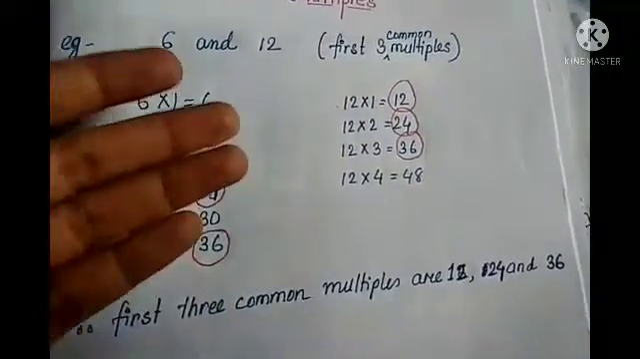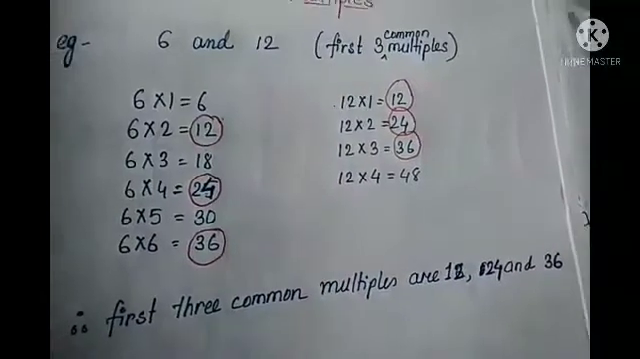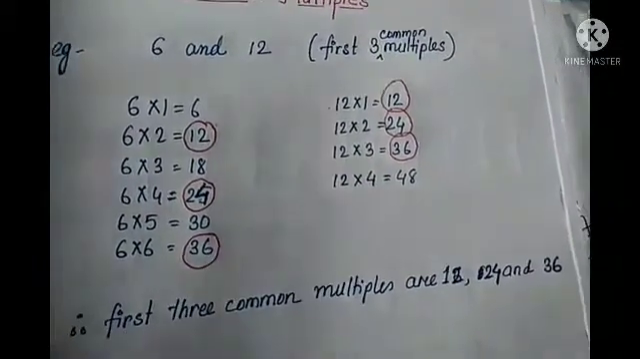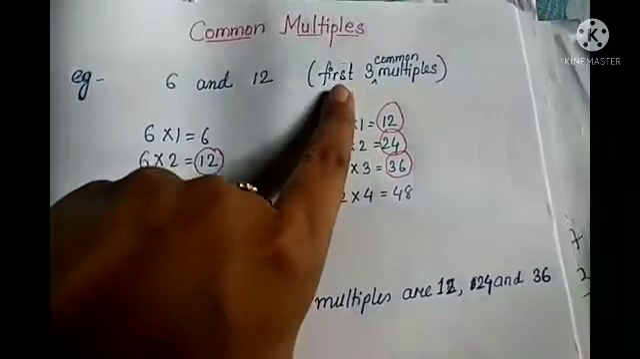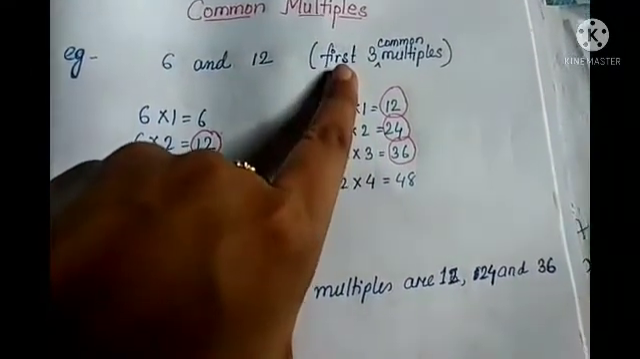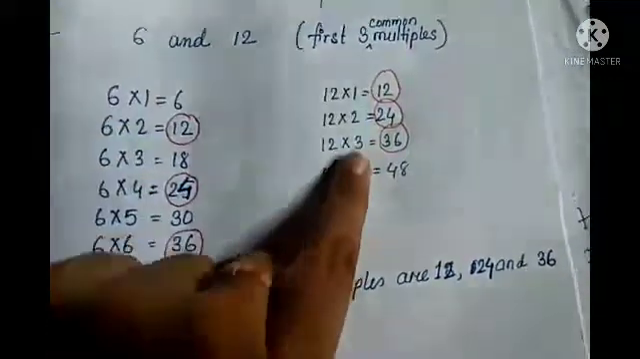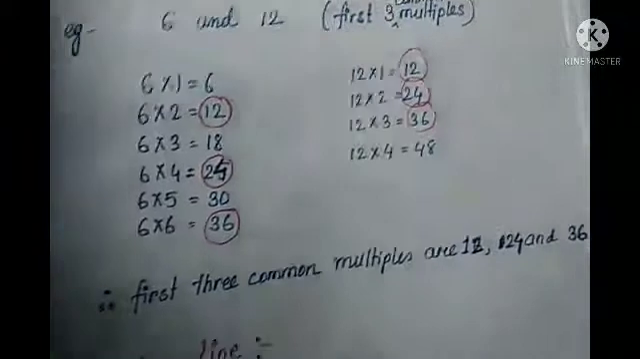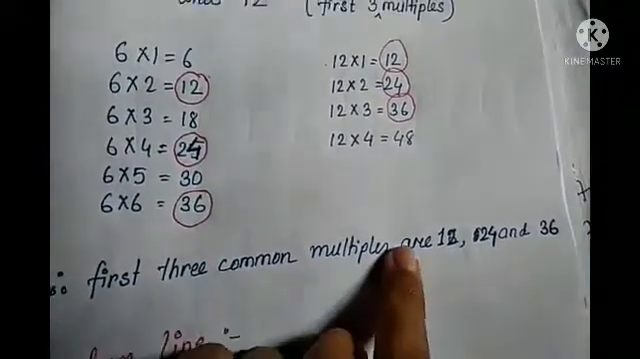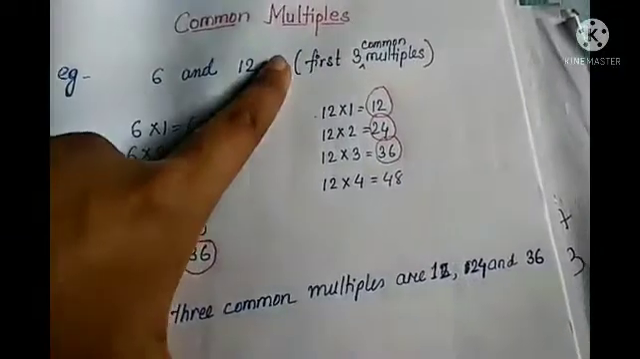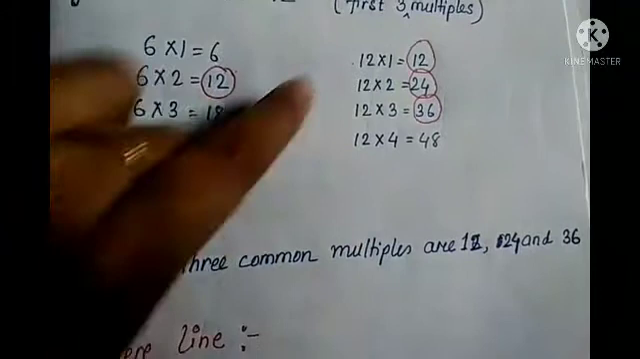As I told you, multiples are never ending, so if you start doing, then it will never stop. So how do you come to know where you have to stop? You have to stop by looking at the question. Whatever it is said to find out, if you get all of them, then you have to stop. So at last we can write that therefore first three common multiples of 6 and 12 are 12, 24 and 36. Okay, they are same.